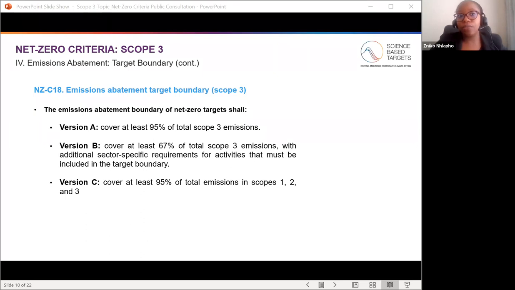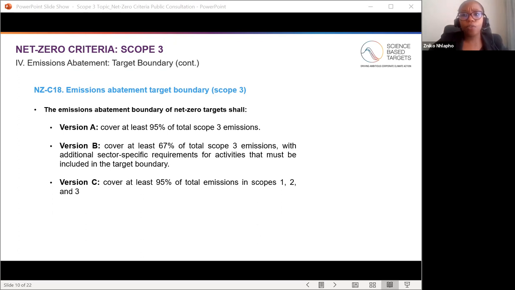By contrast, version B may focus emissions reduction efforts more effectively. But on the other hand, a benefit of version A is that sequential targets would not require significant boundary changes over time due to changing Scope 3 proportions. This is detailed more in Chapter 6, which speaks of the interim science-based targets in this draft net zero criteria.